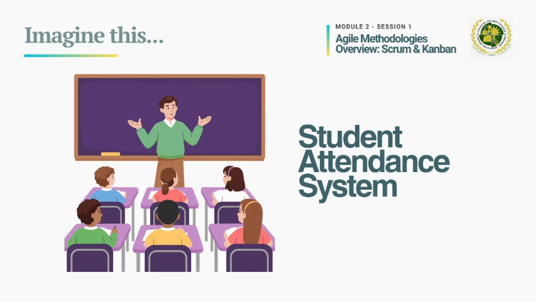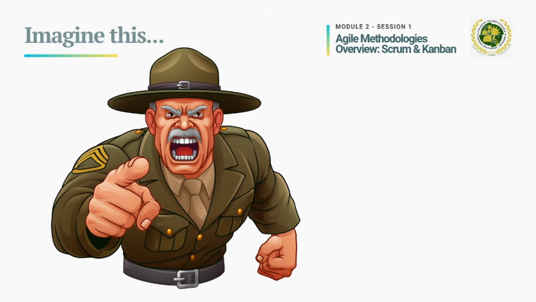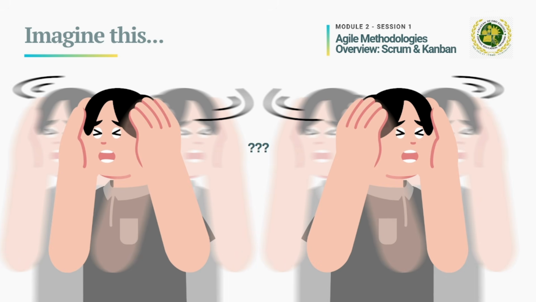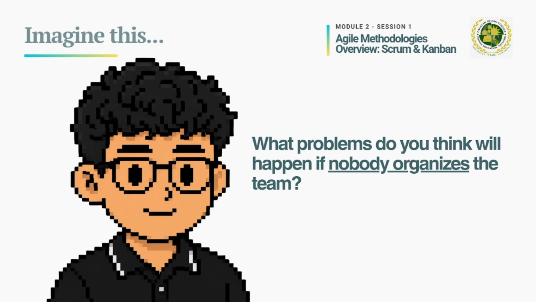All right, so I want you to imagine this. Your class is developing a student attendance system. Everyone has already started working. Then your instructor suddenly says, please add QR code attendance before the deadline. Immediately, everyone starts asking, who decides if we should add it? Who updates the plan? Who changes the task? Who tells the developers? Without proper teamwork, people become confused. Some members do the same task, and important work gets forgotten. The project becomes delayed. What problems do you think will happen if nobody organizes the team?